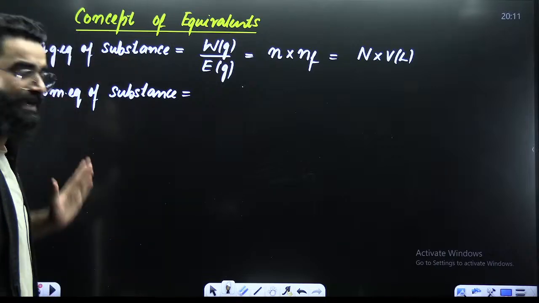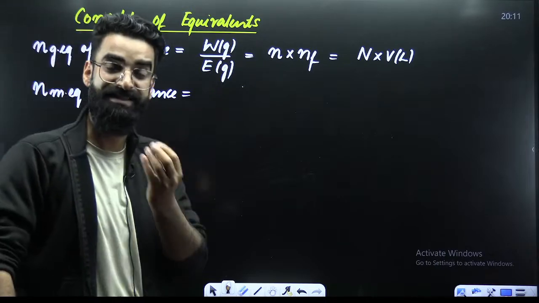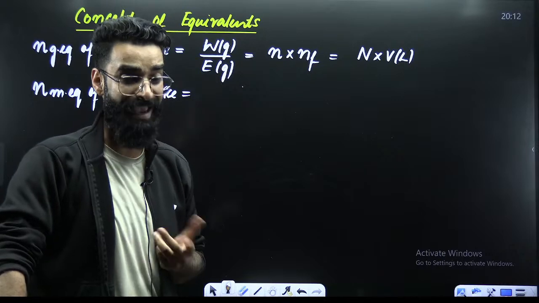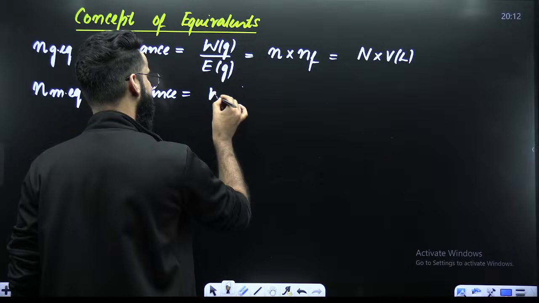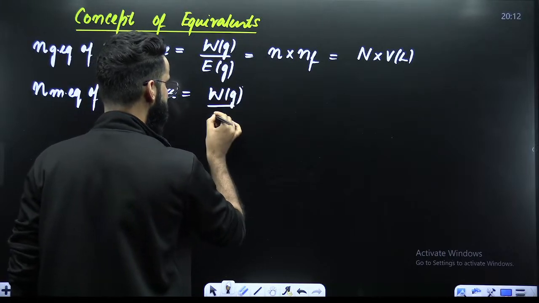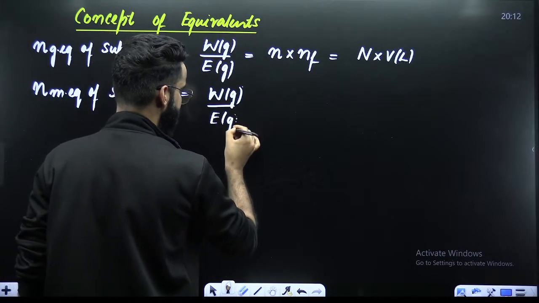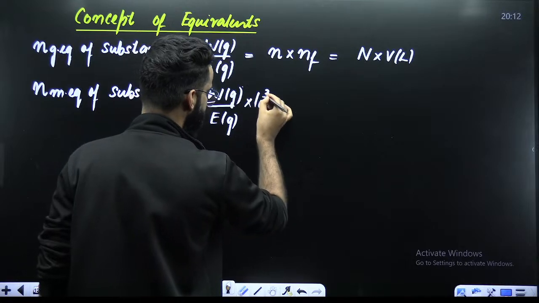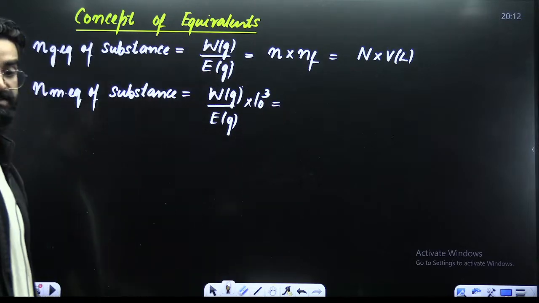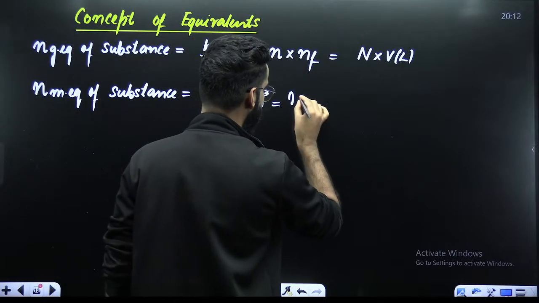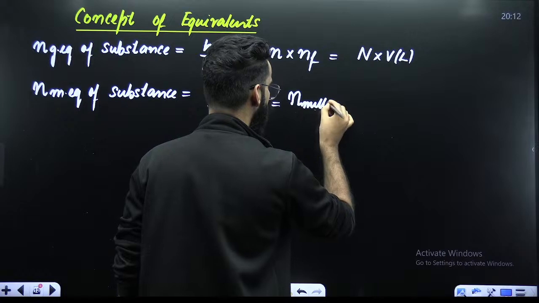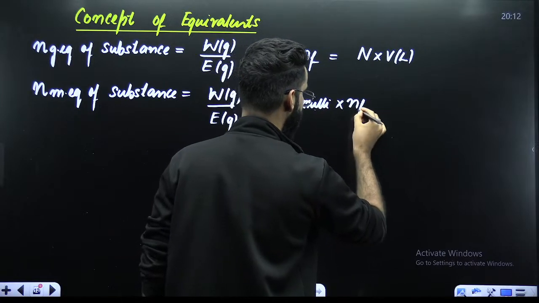Similarly, in order to calculate the milli equivalents of any substance, again I'm giving you three results. The first one, which you will remember directly: mass of substance in grams divided by equivalent mass of the substance, multiplied with 1000. This gives you milli equivalents of the substance. Second result, instead of moles, I'll write number of millimoles: number of millimoles of the substance multiplied by n factor of substance.